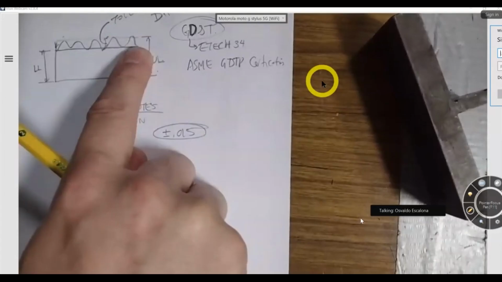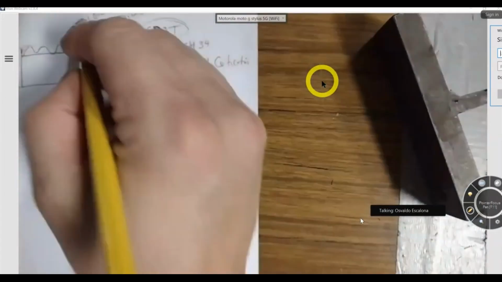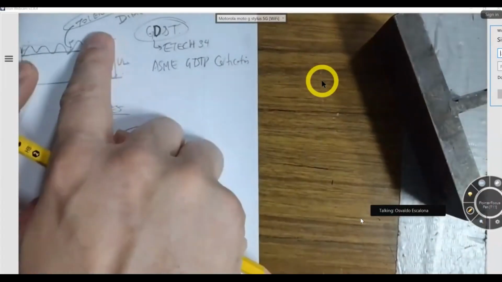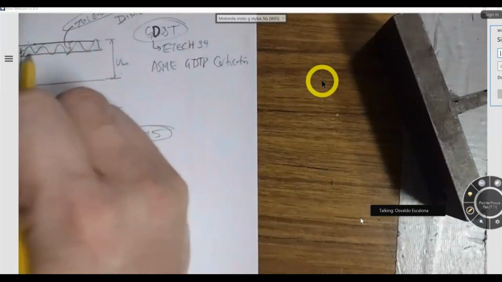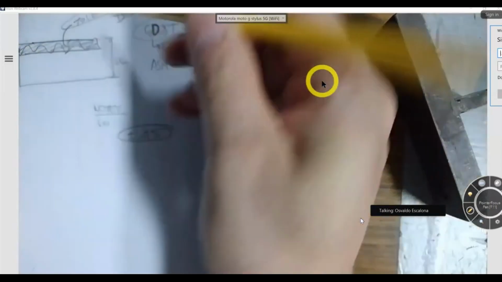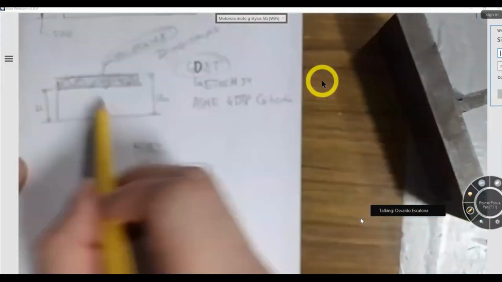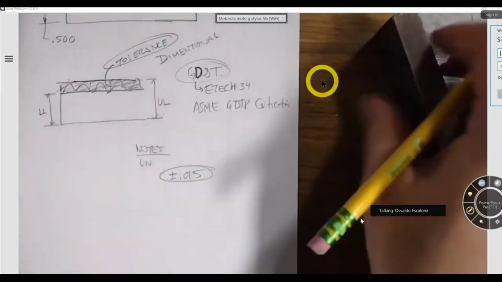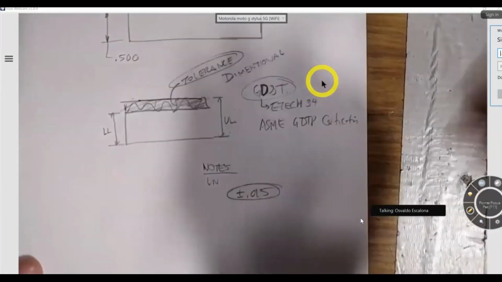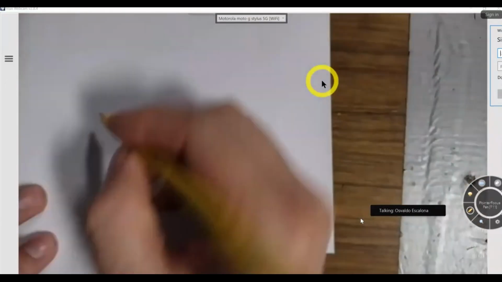Now, the first one that you guys should know is the tolerance. The tolerance is a region. It's the difference between the upper limit and the lower limit. So again, it's just this little region right there. If I were to come over here and have things that are assembled now, let's say that it's going to look like this.